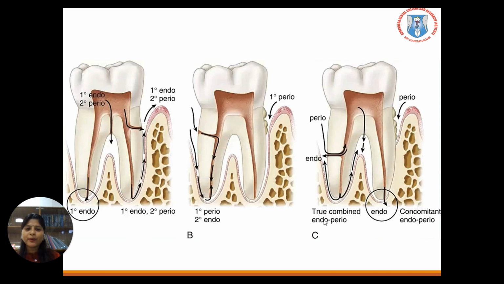Then comes the true combined endoperio lesion, where both the lesions were present, that is, periodontitis was present and the root canal was inflamed, and those lesions have communicated with each other and now have met each other. Then comes the concomitant lesion, that is, both the lesions are present, they have not communicated with each other and independently have their own survival around the tooth surface.